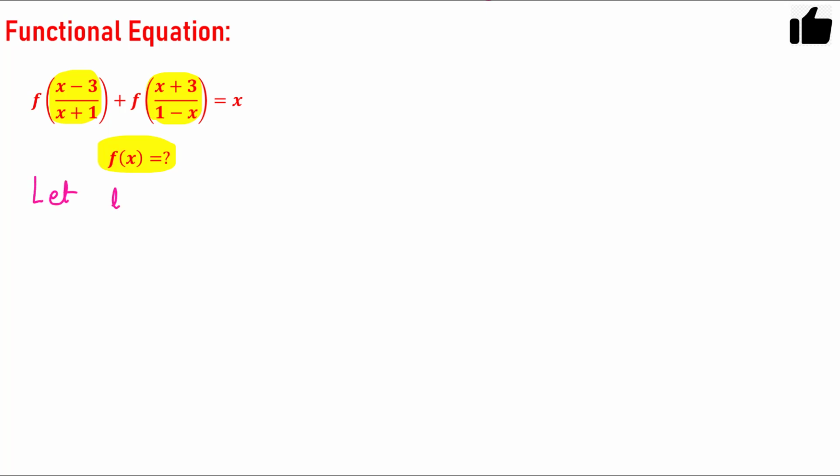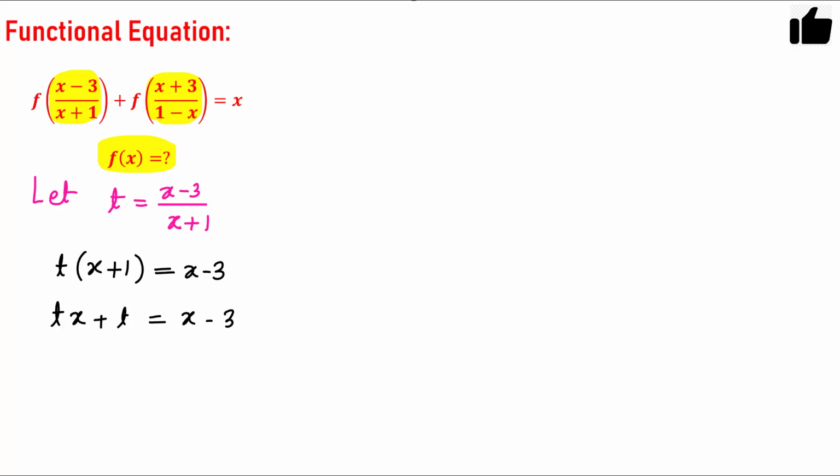Let t be equal to (x minus 3) divided by (x plus 1). Now I have to write x in terms of t. So what I will do is cross multiply. So this is t times (x plus 1) is equal to x minus 3. So this becomes tx plus t, and this is equal to x minus 3.